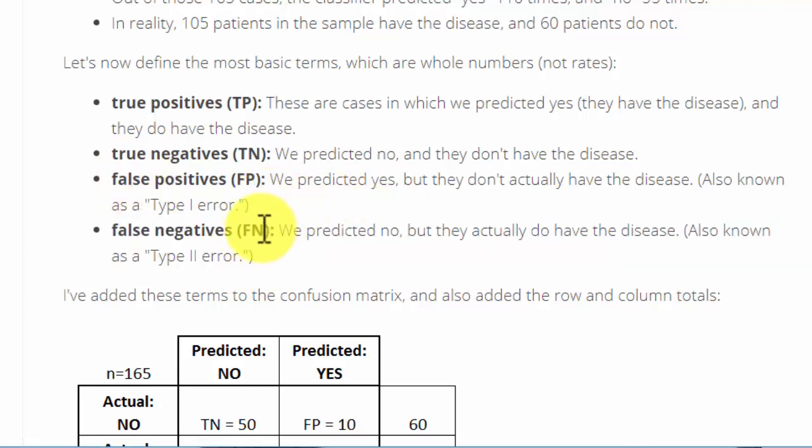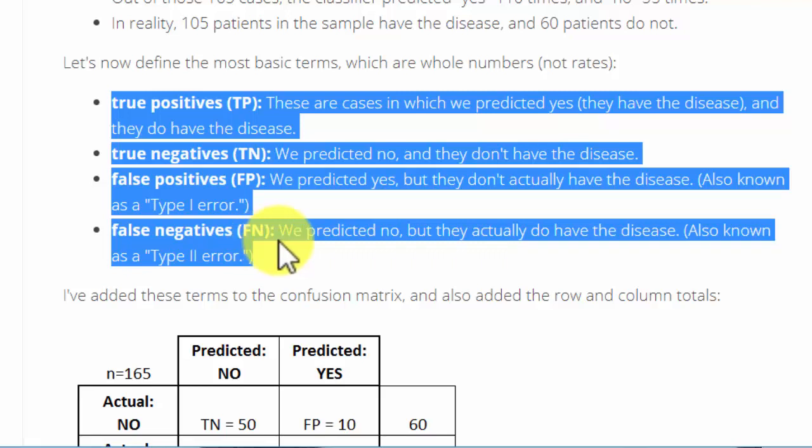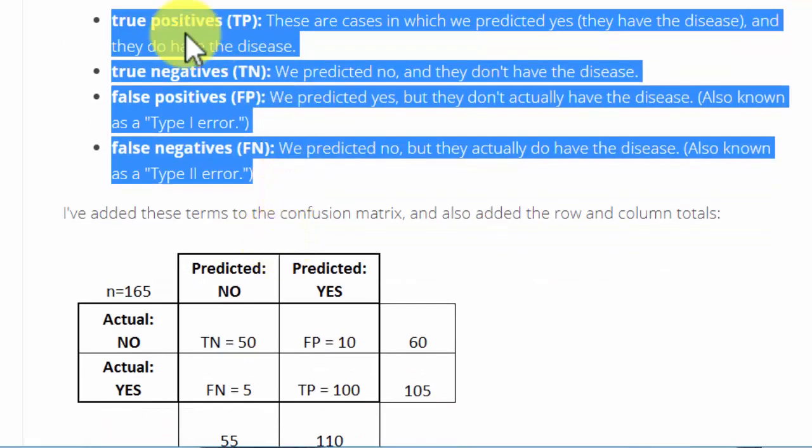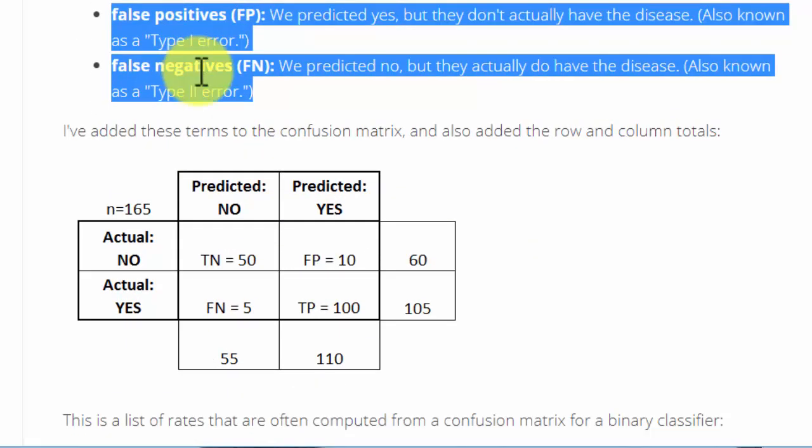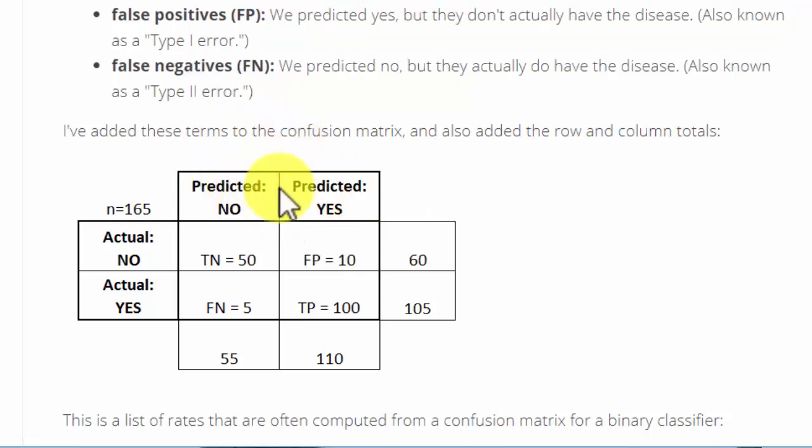So again, you go from the right to the left. You predict that they don't have the disease, right? We predicted no, but that's incorrect. They actually do have the disease. So that's a false negative, right? So that's what's known as a type 2 error. All right. So once you make sense of these guys, and you put them into a 2x2 matrix, if you have your predictions here on the top and you have your actuals on the left, then if you predict yes and it's actually yes, that's a true positive, right?